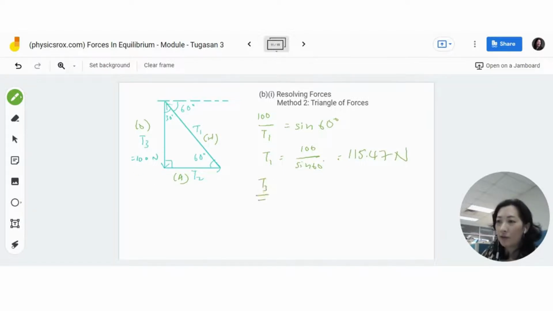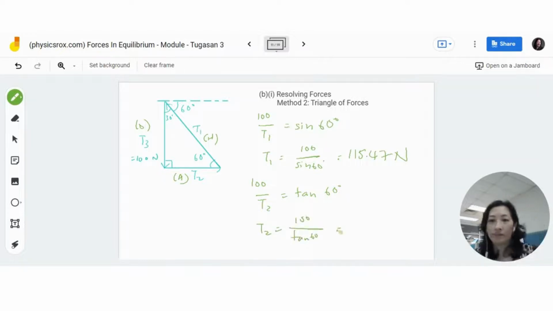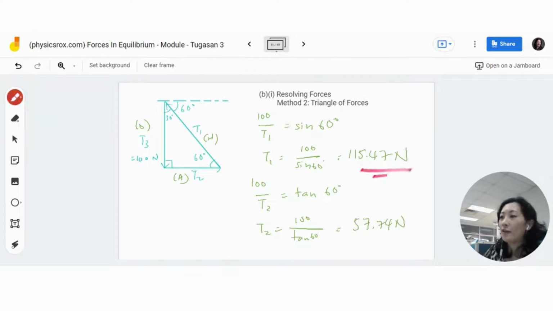And then to solve T2, we have the known value of T3, so I'm going to put it as T3 divided by T2. Now it's opposite over adjacent, that's tangent, so I'm going to put it as tangent 60, and we know that T3 is 100, so I'm going to change that to 100 over here. So T2 is 100 over tangent 60. Calculating this in my offline calculator, that gives us 57.74 Newton. So that's how you can solve it using the triangle of forces method.